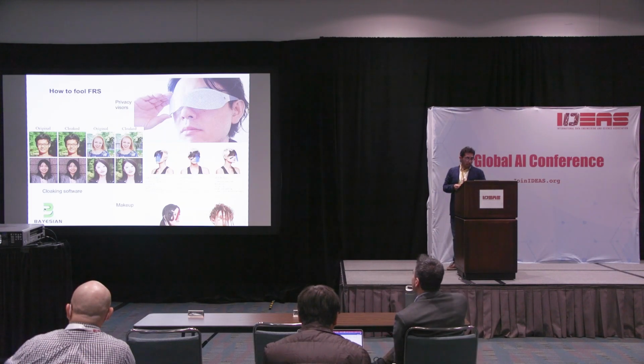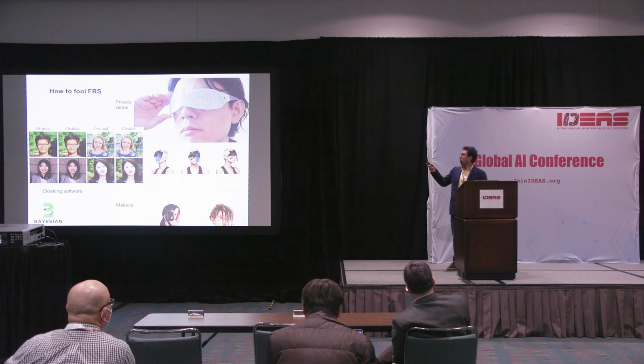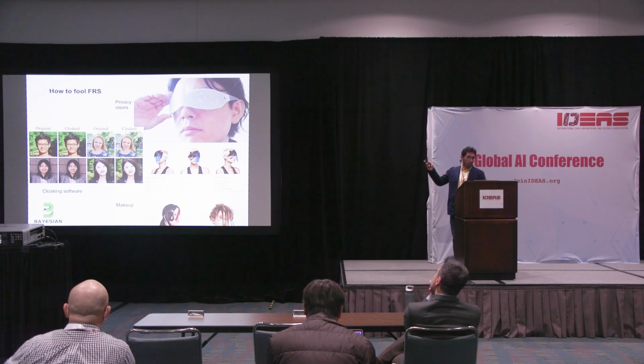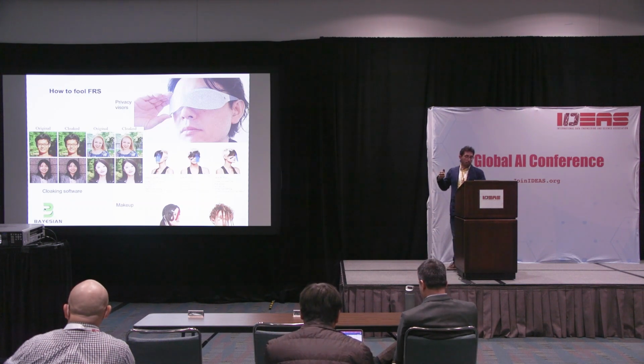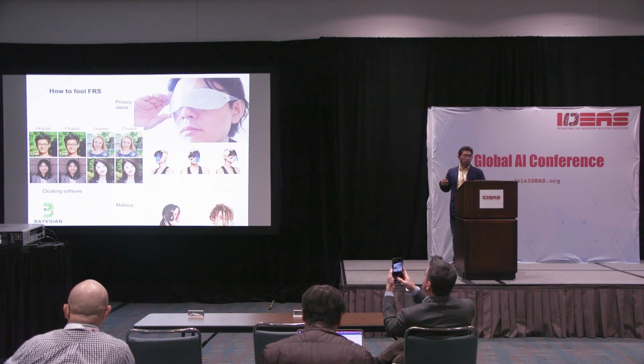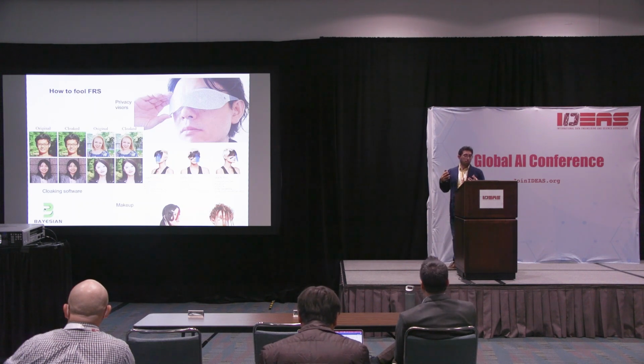There are also, as you can see, artists who find ways to fool facial recognition with their makeup and hairstyle. And there is also software that helps you to be unrecognizable. They call it cloaking. On the left, the original image is your picture, and on the right, the cloaked image adds some kind of pattern or noise which is unrecognizable to humans, but it makes the computer make a mistake.